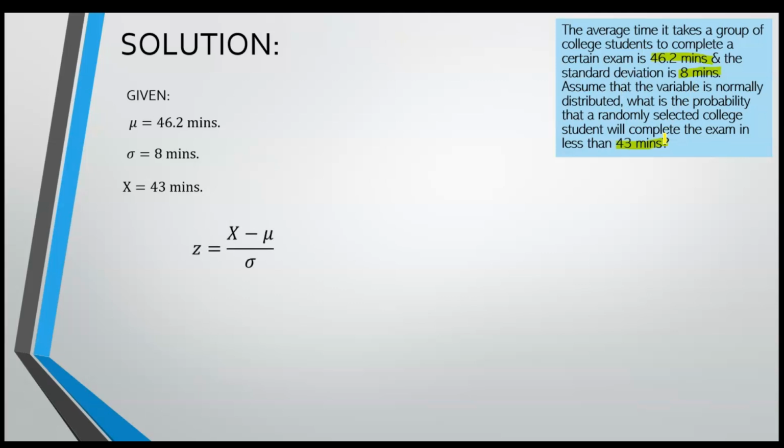Based on what is given, we know that we need to use the formula z equals x minus mean over standard deviation for the z-score of 43 minutes. So we will just substitute: 43 minus 46.2 over 8. And simplify: 43 minus 46.2 is negative 3.2 over 8. Negative 3.2 divided by 8 is negative 0.4. Hence, our z-score for 43 minutes is negative 0.4.